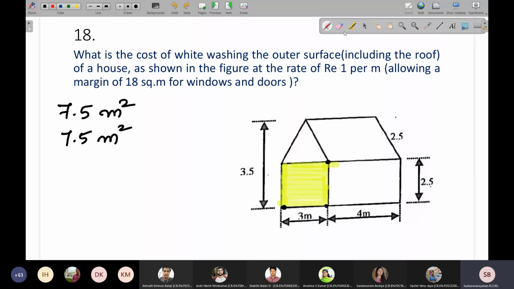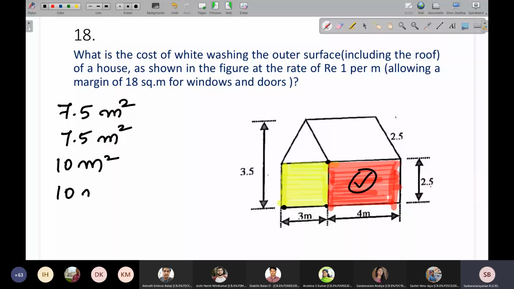Now let us focus on the next area here, this red colored one. Can you tell me what is the total area that I can consider here, which is painted with this red color on this side only? How much will it come to? 10 meters square. 4 into 2.5 is equal to 10 meter square. As you correctly said, this value will come to 10 meter square. But again, opposite to this surface, there will be another 10 meter square that can also be considered. So I have considered two such areas.